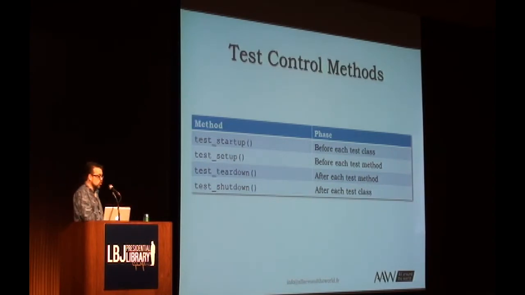by allowing you to control what happens at the start of every test class, or what happens at the start of every test method, or the end of every test method, or the end of every test class. And these methods, test_startup, test_setup, test_teardown, test_shutdown, by the way, do not allow tests to be run in them. You'll get an exception if you do. There's no point in running tests in your test control methods because they're not there for tests. They're for setting up your tests or for setting up your test class. So run your tests in your test methods.